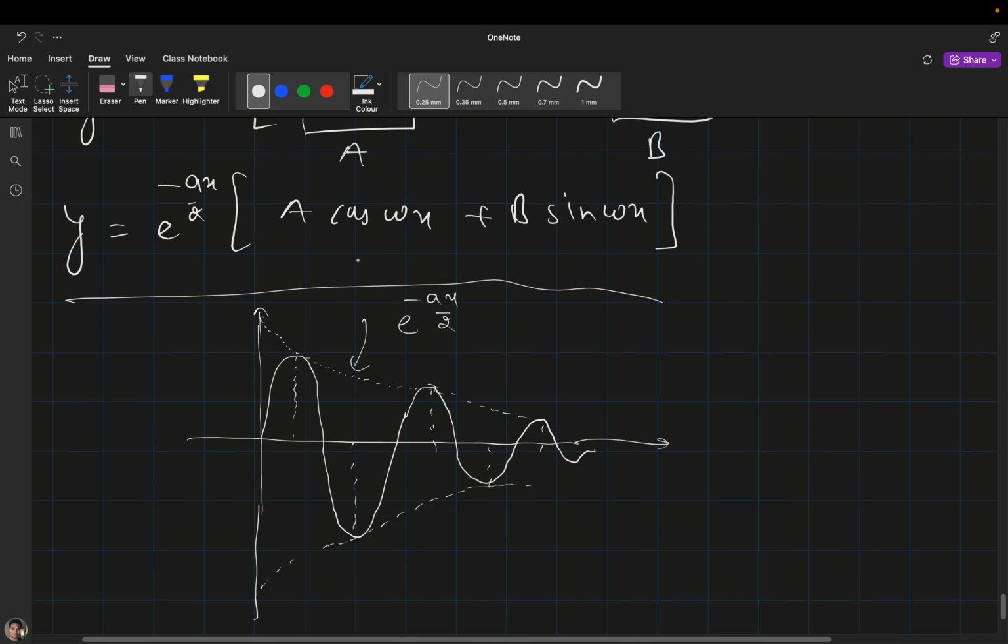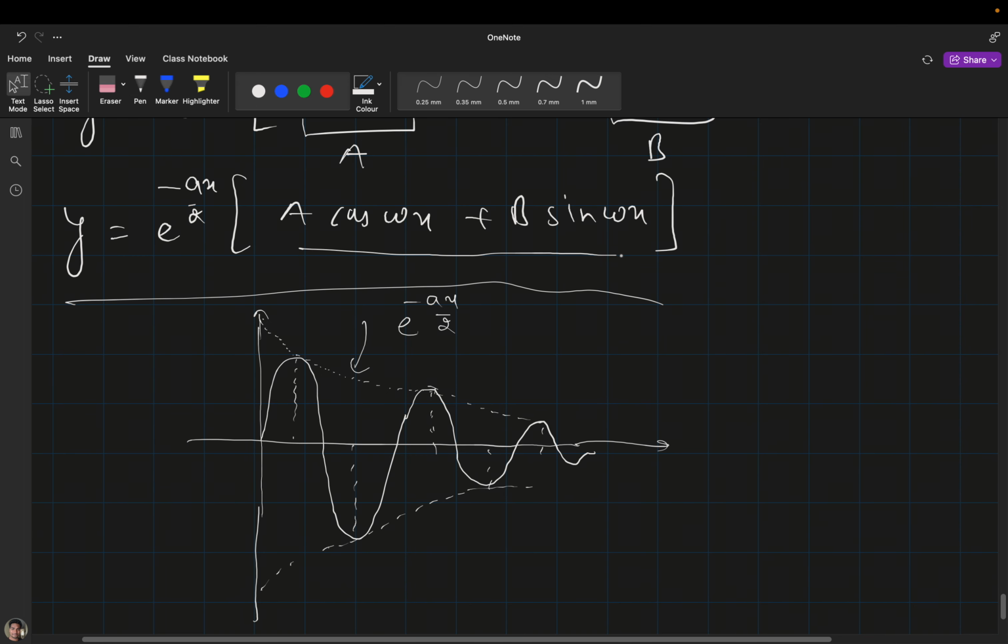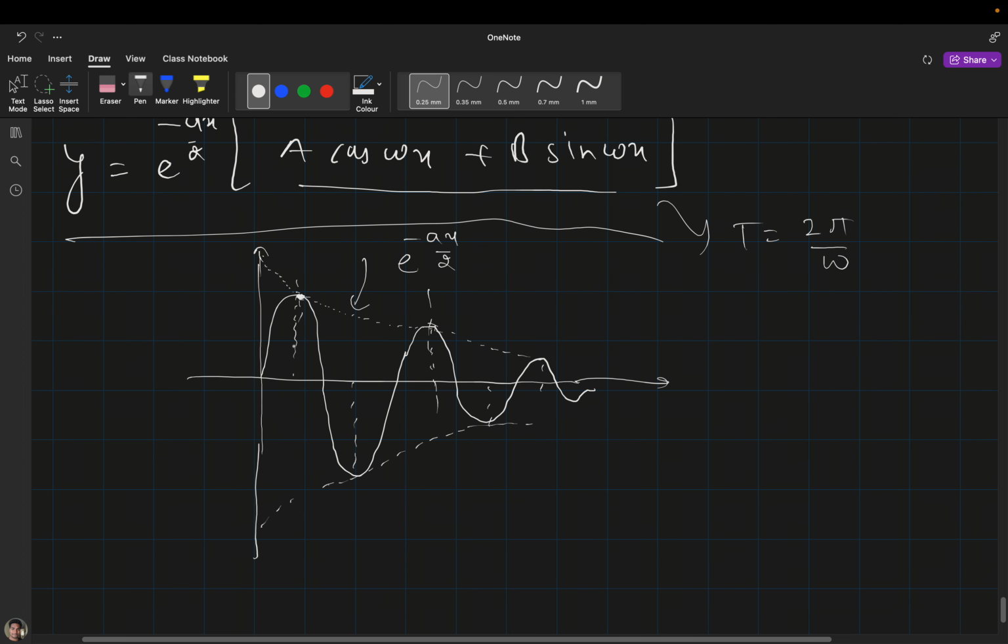So you can see that this function is nothing but a periodic function, where the time period will be nothing but 2 pi by omega, which means that the distance between these two peaks, the distance between these two peaks, will be nothing but 2 pi by omega.